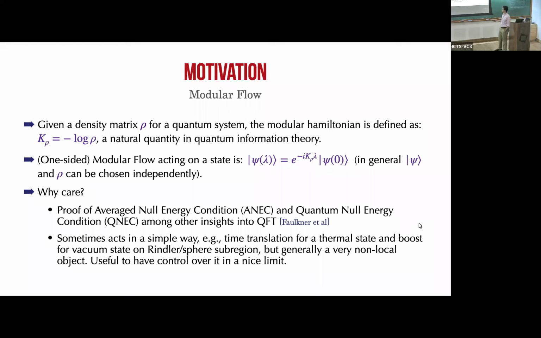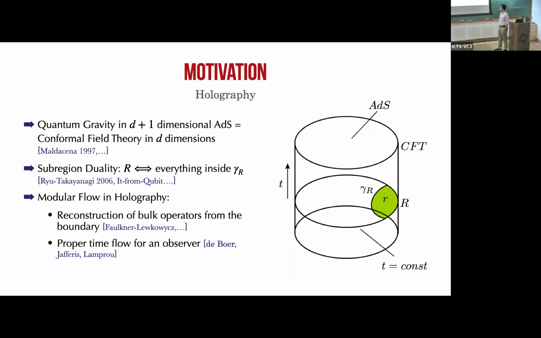Similarly, for the vacuum state, if you pick half space as your subregion, then this is just the boost operator. Those are special cases where we understand what this modular Hamiltonian does, but in more general situations we don't really understand it, because it's typically a very non-local operator and it's hard to keep control of it. So that's where holography comes in. Let me review the general idea of holography, hopefully familiar to this audience. In the context of AdS/CFT, it is the statement that quantum gravity in d+1 dimensional AdS is equal to a CFT in d dimensions living on the boundary.